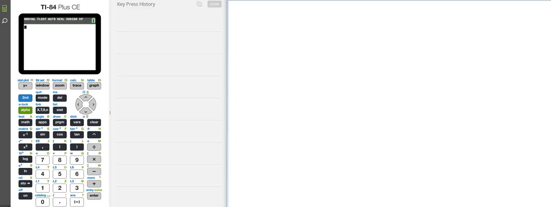Now let's discuss adding, subtracting, multiplying, and dividing rational and irrational numbers. Let's start with addition.